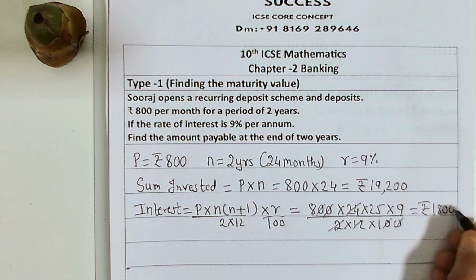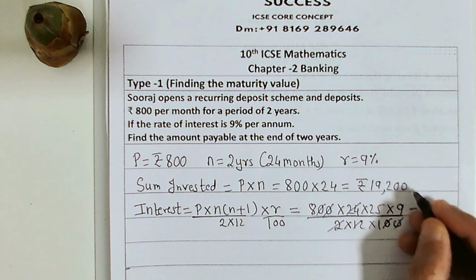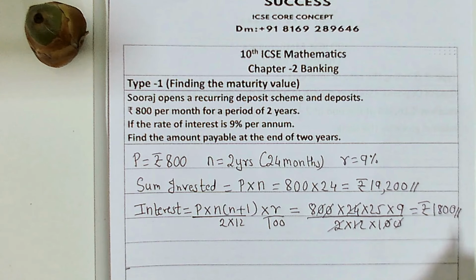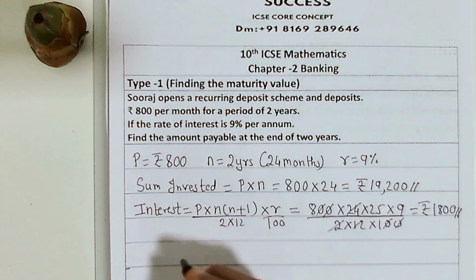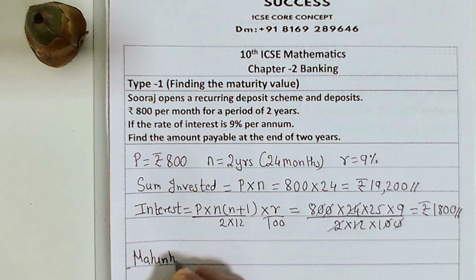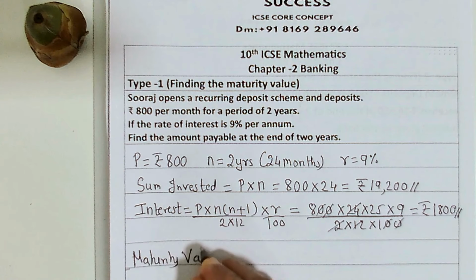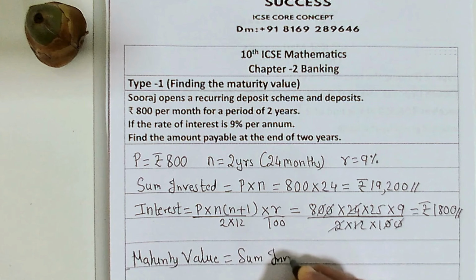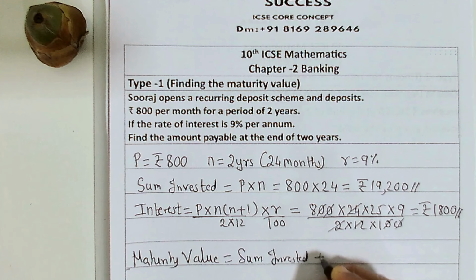So when you calculate this, it comes to rupees 1800. So students, you have seen in these two lines how much Suraj has invested and how much Suraj is getting from the bank as his interest. Now the time has come, after 2 years, how much Suraj will get from the bank, and that amount is called what? Maturity value. Maturity value is nothing but how much Suraj has invested plus how much he will get from the bank.